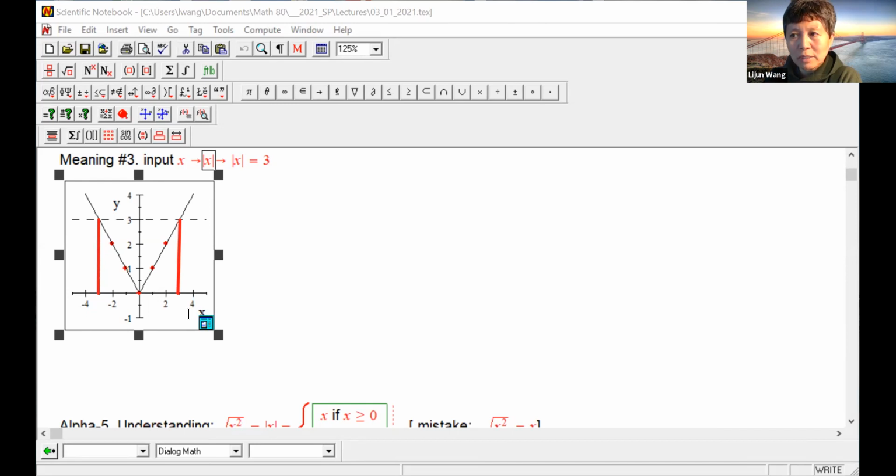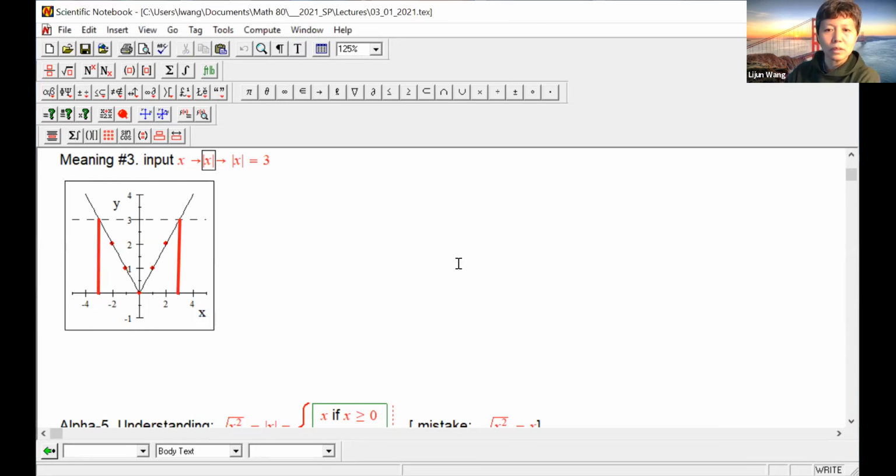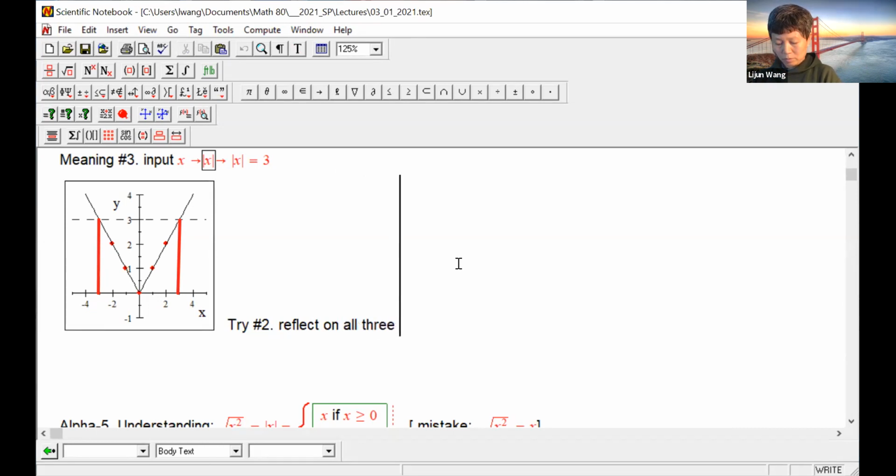Okay. So next, I want you guys to reflect on these meanings, all 3 meanings. Okay. And I want you guys to try number 2. And reflect on all 3 meanings. And of course, give the answer.